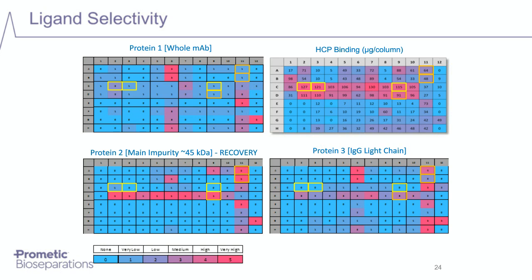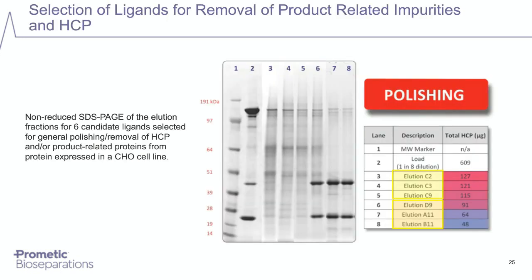If we look in a bit more detail at those ligands that we highlighted in yellow and in orange, we can see those here. In lanes 3, 4, and 5, this is SDS-PAGE of those elution fractions, and you can see the presence of a large amount of host cell protein. Of course, HCP isn't a single protein, it's a wide spectrum of proteins related to the host cell organism, typically the cytosolic proteins from those cells.